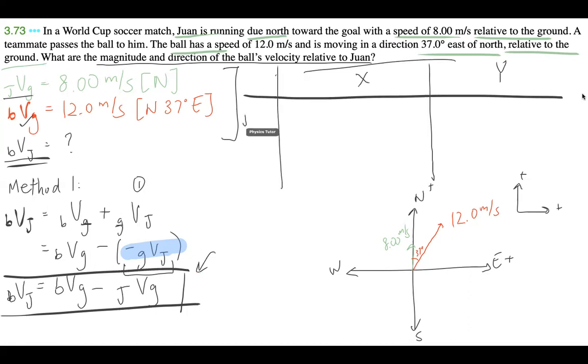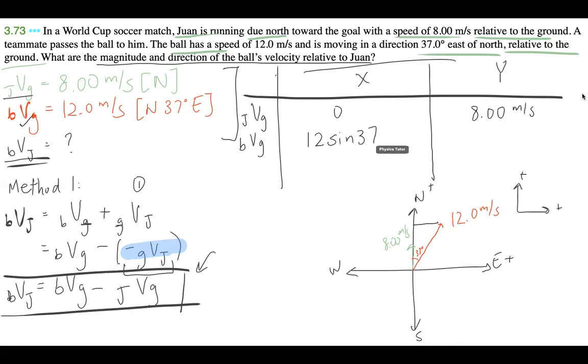So if we have JVG, what is the X component of that? There is no X component, so 0. I'm not going to draw a line because that's taking up so much space, but it's going to be 0. What about the Y component? Well, we said north is positive, so it's just going to be 8.00 meters per second. Now what about BVG? For X, it's going to be this component right over here, and that component, according to trig, is going to be 12 sine 37. And it's positive.